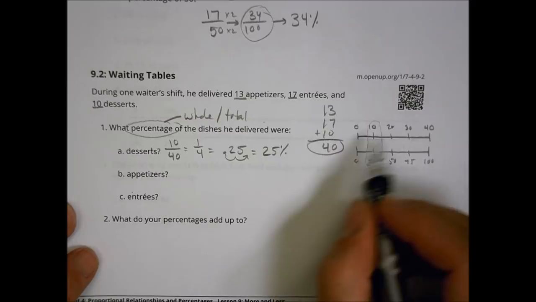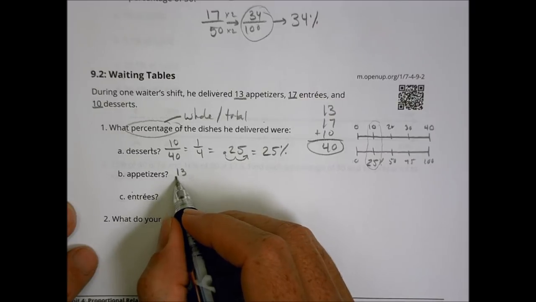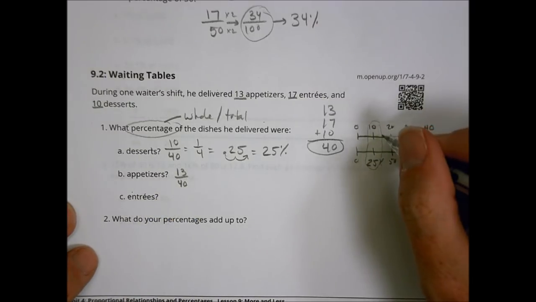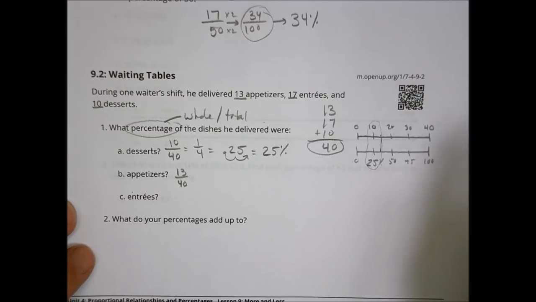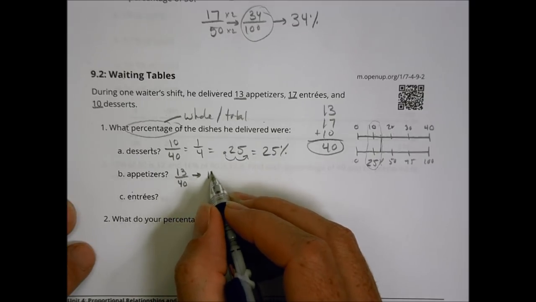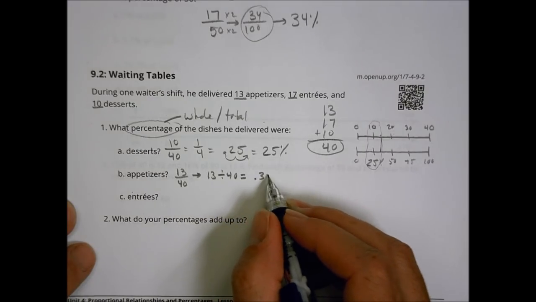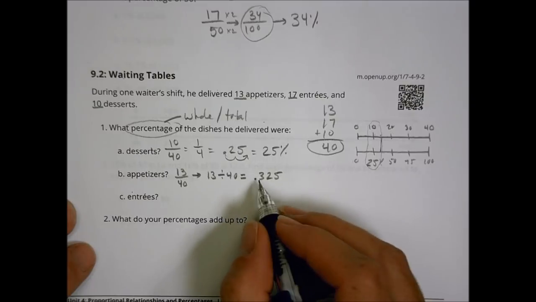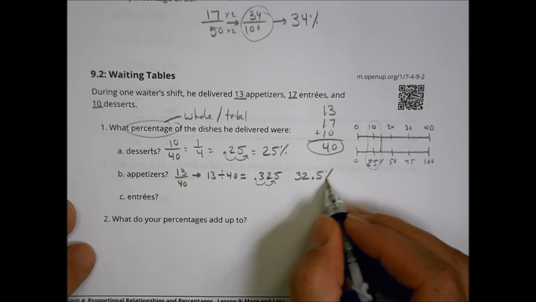So that works out nicely when I have numbers that work with what I can see. When I get to appetizers, appetizers is 13 out of 40. Well, 13 isn't really on my number line, is it? I have a 10 and a 20, so I know it's somewhere in between those. It's definitely closer to 25% than it is to 50%, but I don't have a number that lines up there to know what 13 out of 40 is going to be. So in my case, I would just do 13 divided by 40, because that's really what that is. And 13 divided by 40 is 0.325. To turn that into a percentage, we move the decimal two places to the right, and we end up with 32.5%.